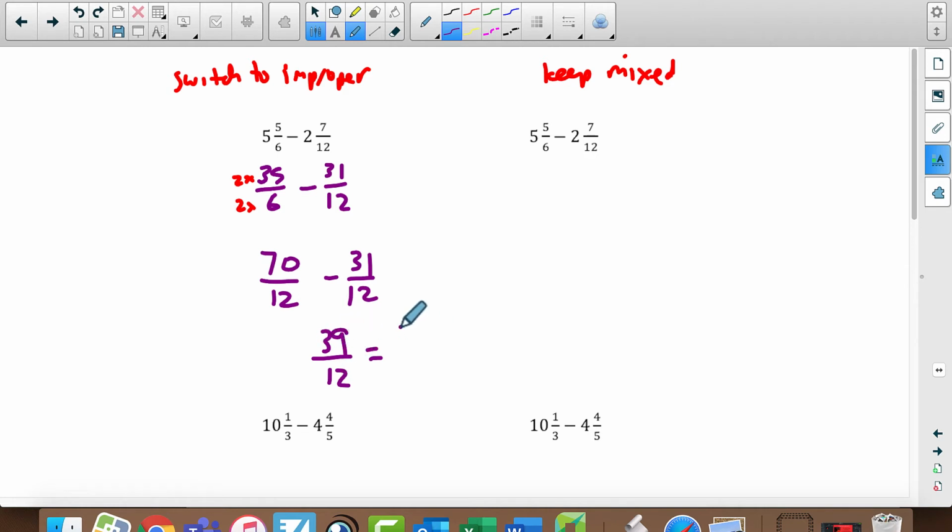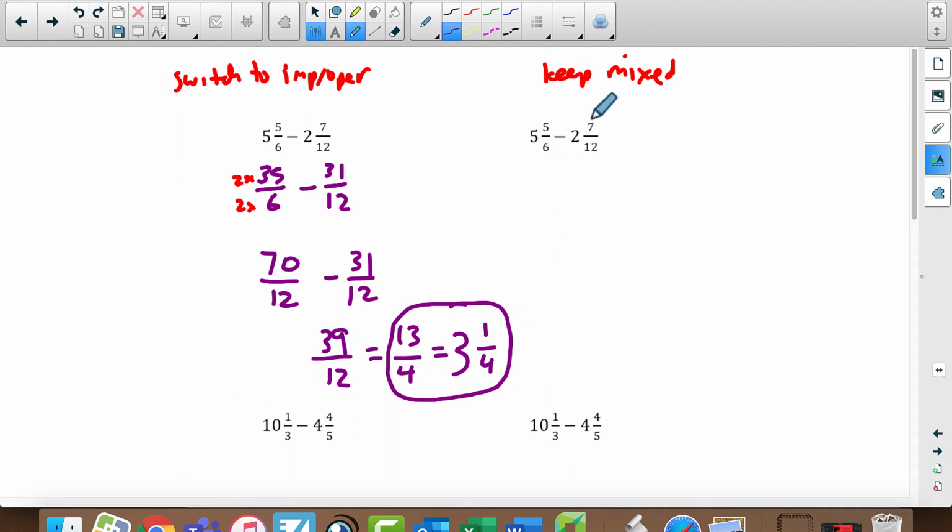39 by 3 is 13, and 12 by 3 is 4. That's an acceptable answer. The other acceptable answer, 4 goes into 13 3 times, and there's 1 left over, so 3 1/4. Either one of these is full marks. This one is not full marks.